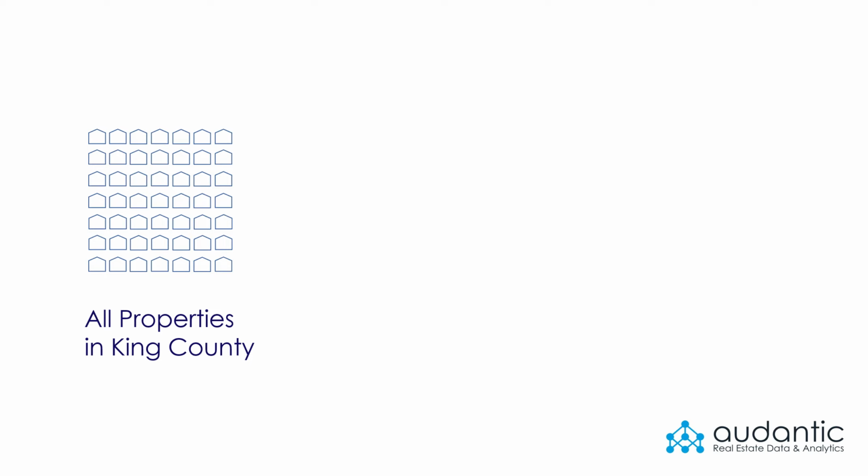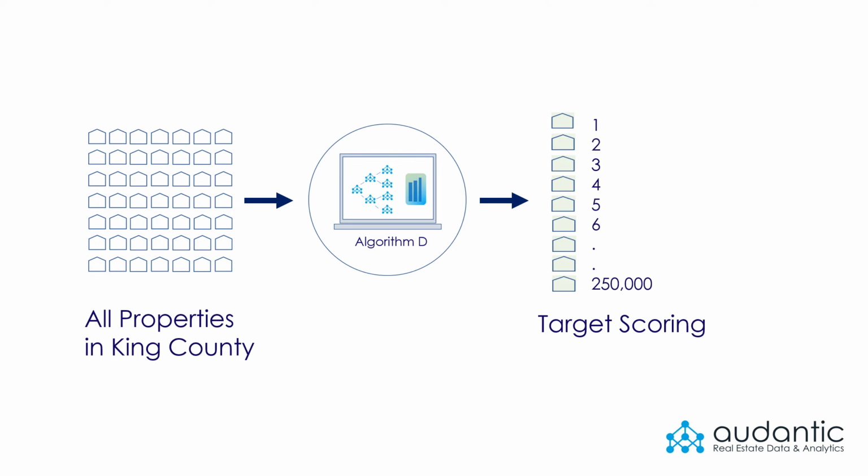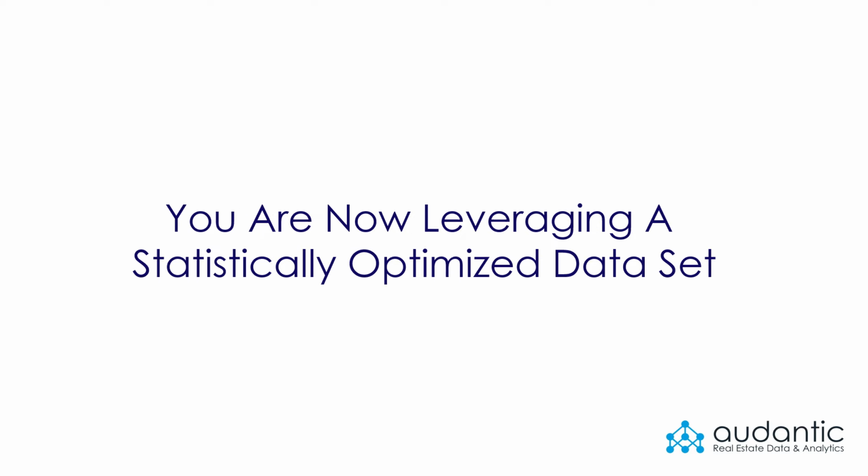Now, we take all of the properties in the entire region. We're going to say King County, but we take everything that exists, and we pass it through our algorithm. We're going to test it out. And what we get back is a list of scored properties, right? What does that mean? It means that we have given every single property in the entire area a score. Now, once you have this, you're leveraging a completely statistically optimized set based in reality, by the way. This has been tested. We've gone back and tested to see how it actually does. So now you're ending up with, I'd call it a list, but it's a statistically optimized set. That's exactly what it is.